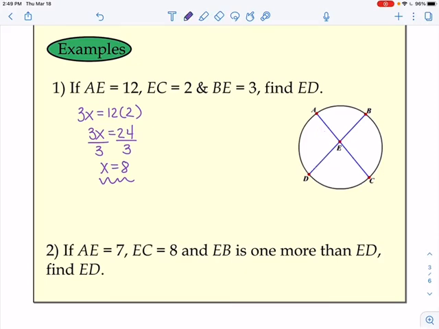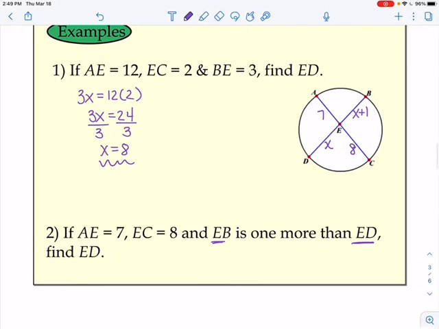For the second problem here, AE is 7, EC is 8, and EB is 1 more than ED, and we want to find ED. So I'm comparing EB to ED, so whatever you're comparing to is going to be x. ED is going to be x, and EB is 1 more than that, so we take x and add 1 to it. When I multiply those together, I'm going to have x times the entire quantity x plus 1, and then I'll have 7 times 8.